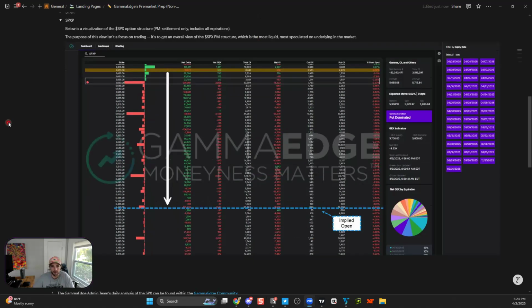Same thing with SPX-P structure. Again, this is the shorter term PM settlements. This is your dailies, your weeklies, your 0DTE. So shorter term speculators, higher turnover within this contract. And again, massive gap down, deep within the put dominated structure as well.